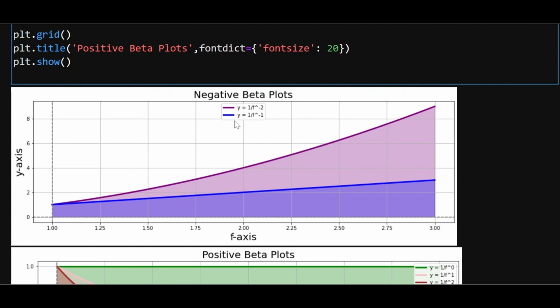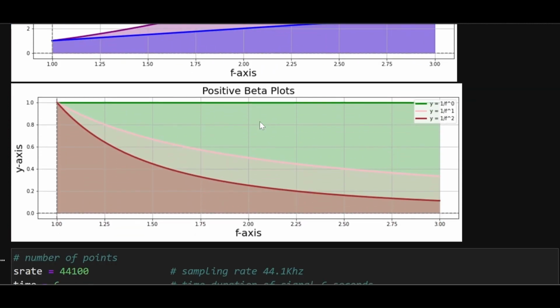So this is when beta is negative. Let's talk about what happens when beta is 0, 1, 2. When beta is 0, essentially f to the power 0 becomes a constant equal to 1, which is depicted by this green line.